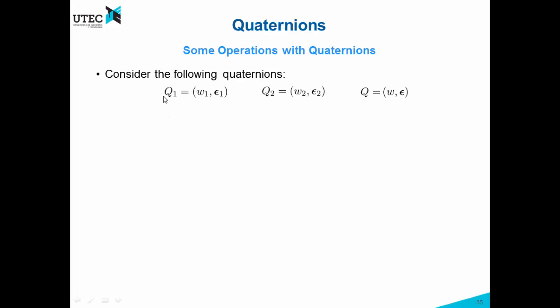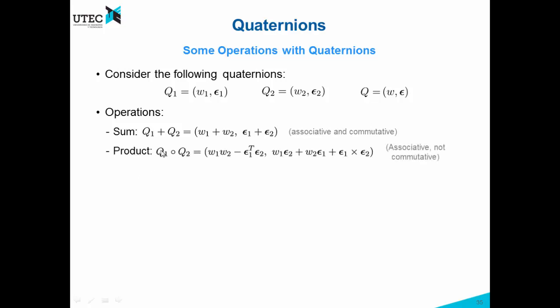Let's first consider the following quaternions, Q1, Q2, and Q. The operations are the sum, where we just sum the scalar part and the vector part. The sum is associative and commutative in this case. We have now the product. The product is represented with this circle. The product is not commutative, but it's associative. The scalar part has this expression, and the vector part has this expression.